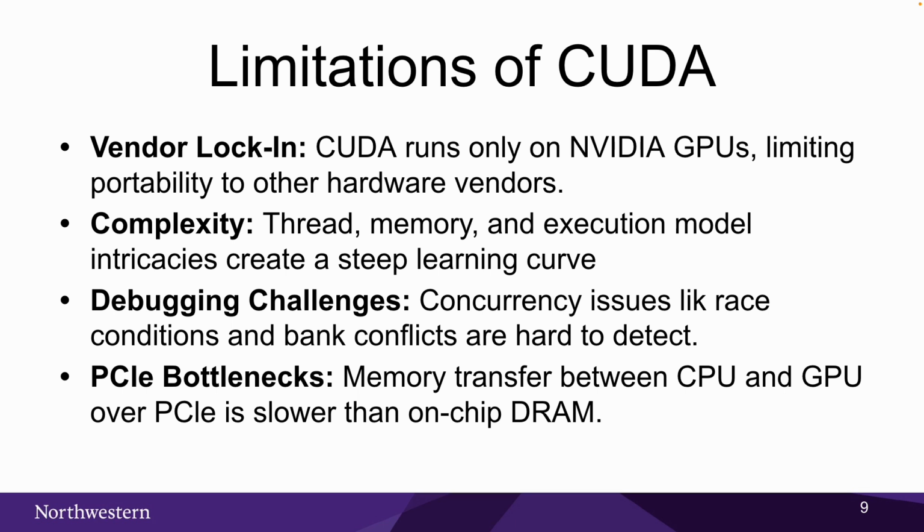Debugging concurrent code remains challenging. Race conditions, warp divergence, and bank conflicts are common issues that can be hard to trace. Moreover, transferring data between the host and GPU memory over PCIe introduces bottlenecks, particularly when large datasets are involved. This is very painful when doing some kind of simulation because you have to trace back to the bottom of the computation.